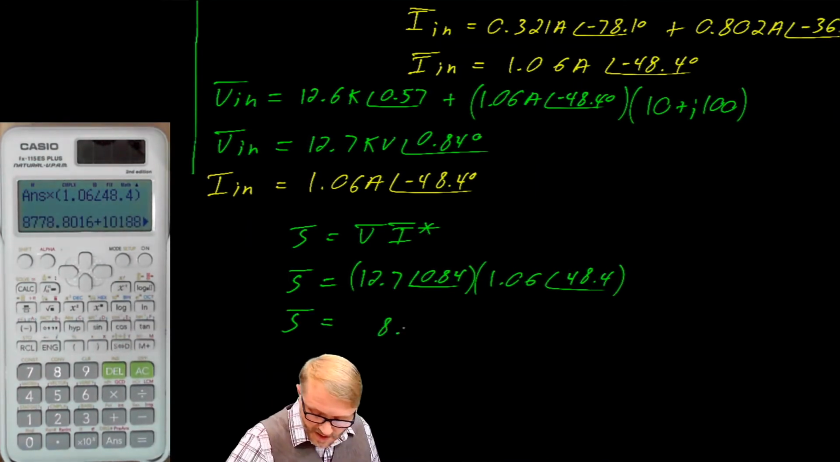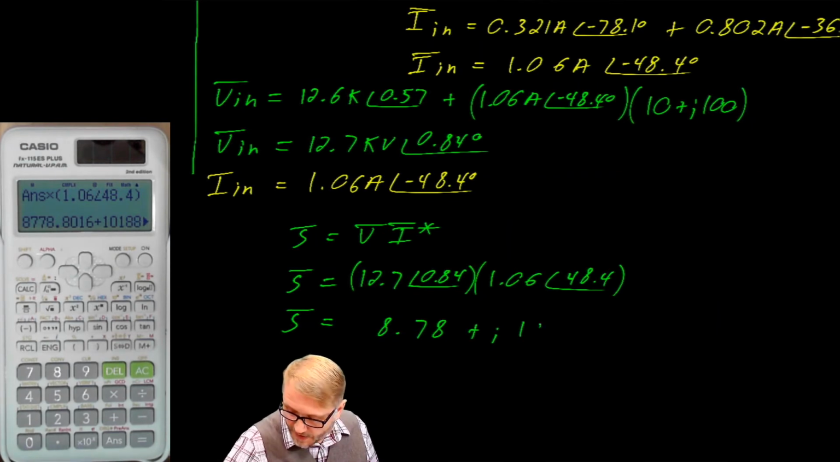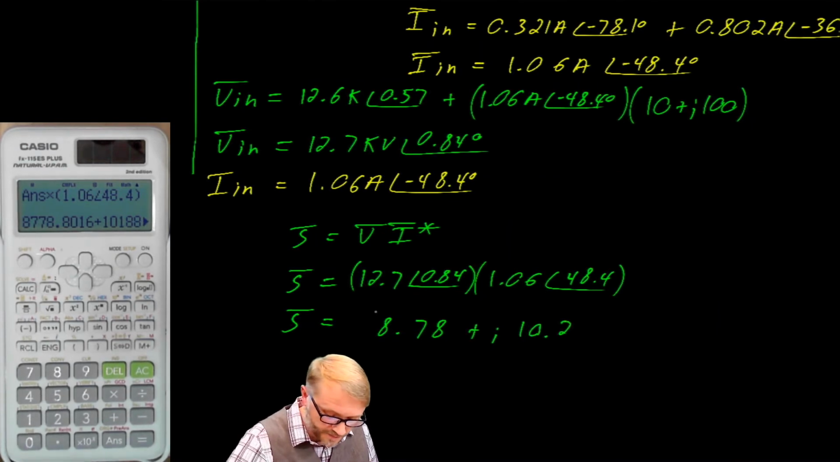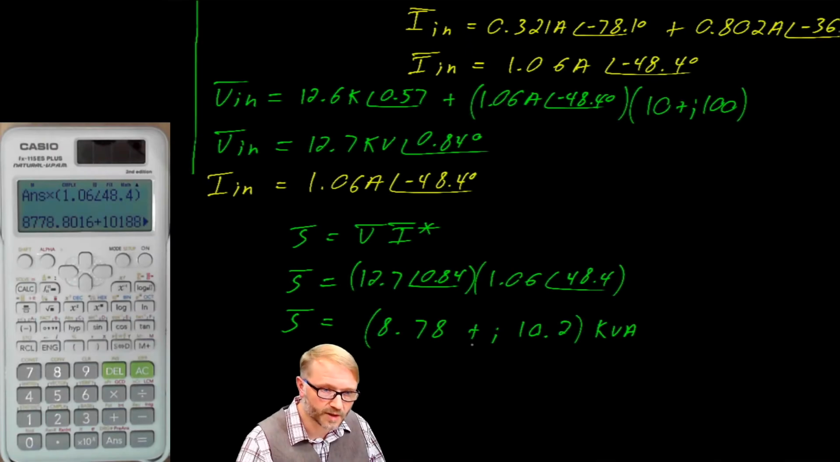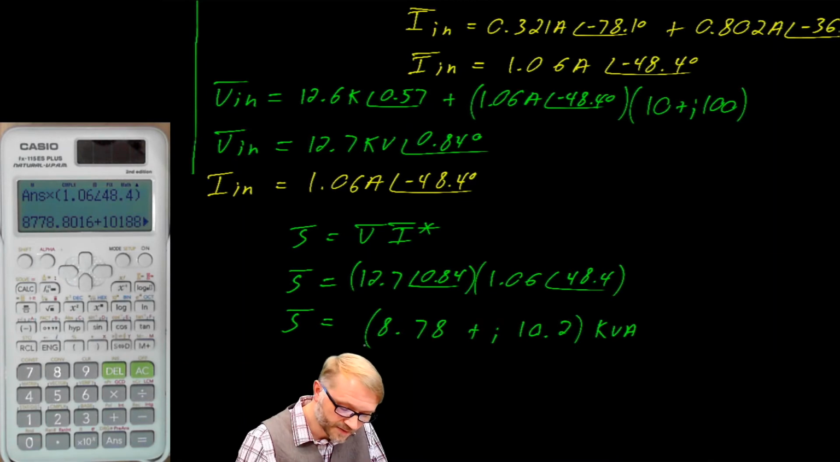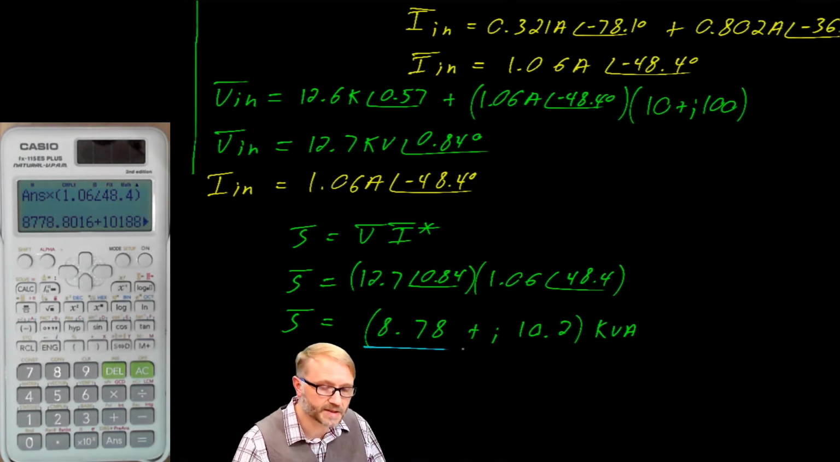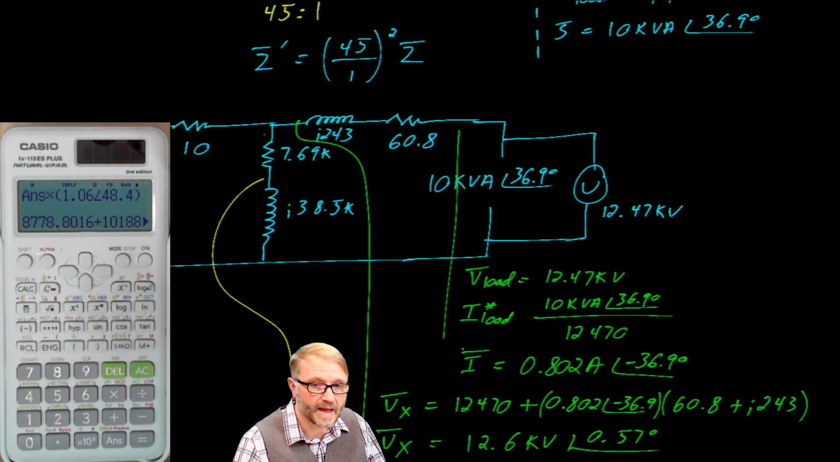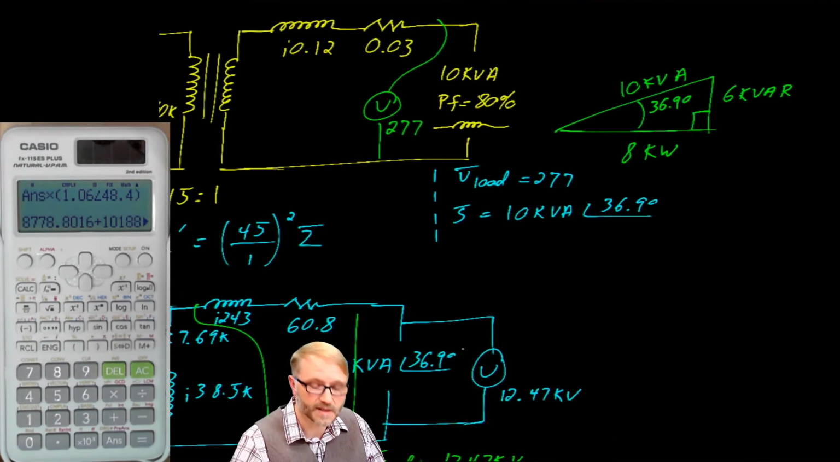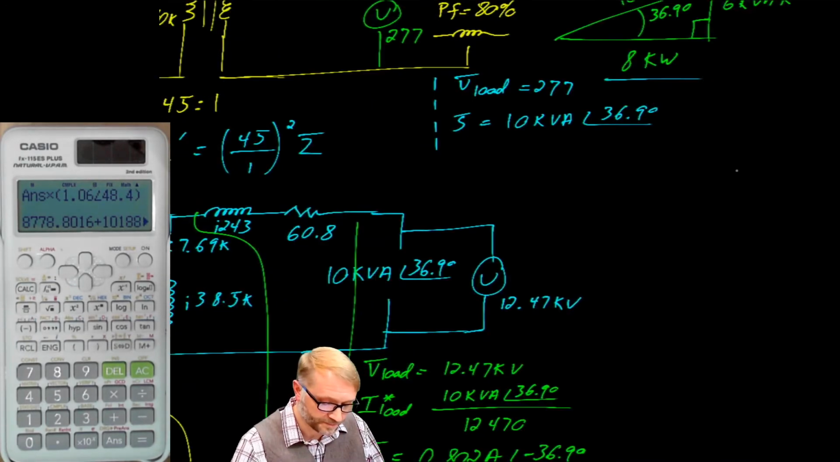The voltage is already in our calculator, so we're going to multiply that by the complex conjugate of the current, which gives us 8.78 plus j10.2 kVA. All that work, all of that writing, just to find out that 8.78 kW went into the transformer. And where was it? 8 kW came out.